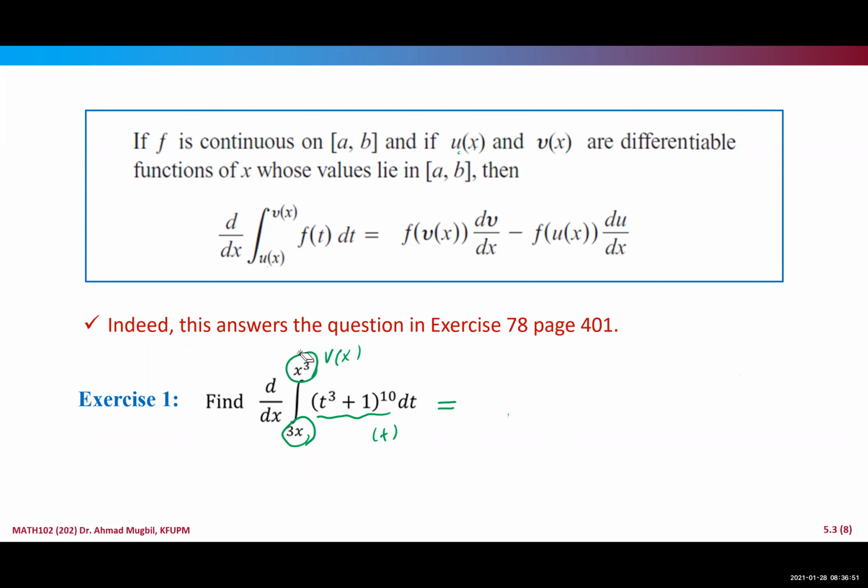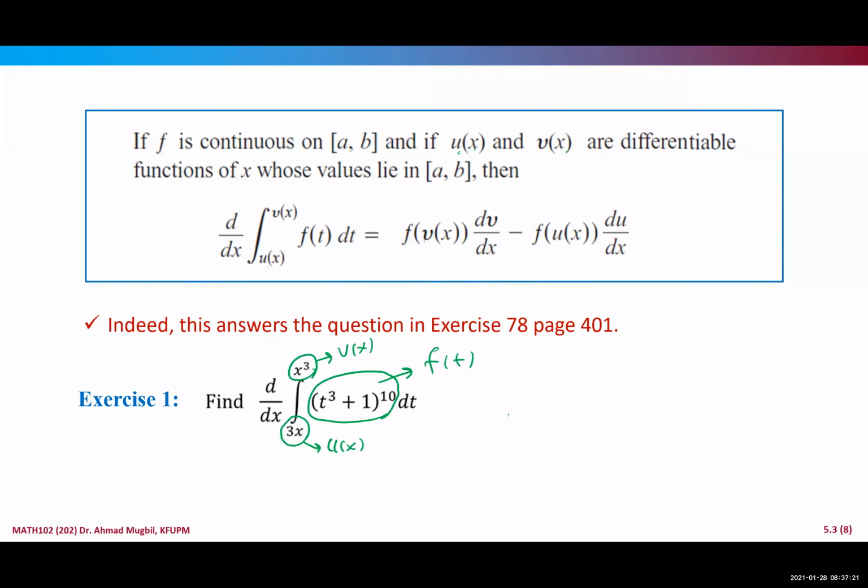So let me do it here for you. As I said, you can solve it this way. You can just put this equal to v, so you can also do it directly. Just write the function that is here, t to the power 3 plus 1. Let me do it for you in two ways. First, I will use substitutions. So let me call this f of t, and this one v of x. You can call it g of x if you don't like v, and this is u of x.